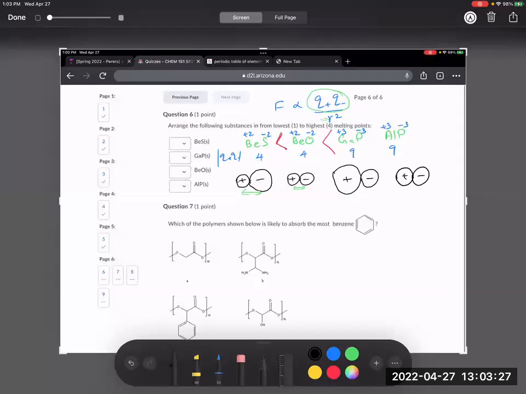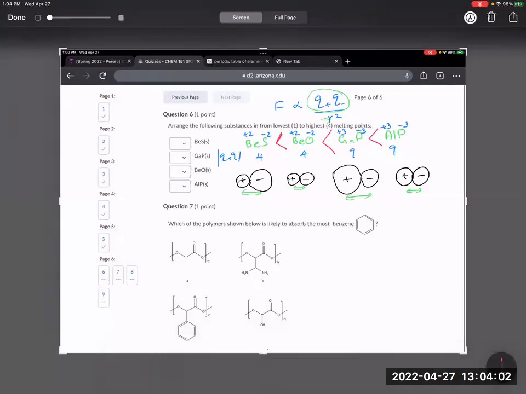Okay, and therefore the distance between the ions in gallium phosphide is greater than the distance between the ions in aluminum phosphide. Therefore the interactions are going to be relatively weaker in gallium phosphide compared to aluminum phosphide. Because the idea is, if you want to have strong interactions, the ions have to be close to each other. The closer they are to each other, the stronger the interactions. Anyway, so beryllium sulfide, beryllium oxide, gallium phosphide, and aluminum phosphide.